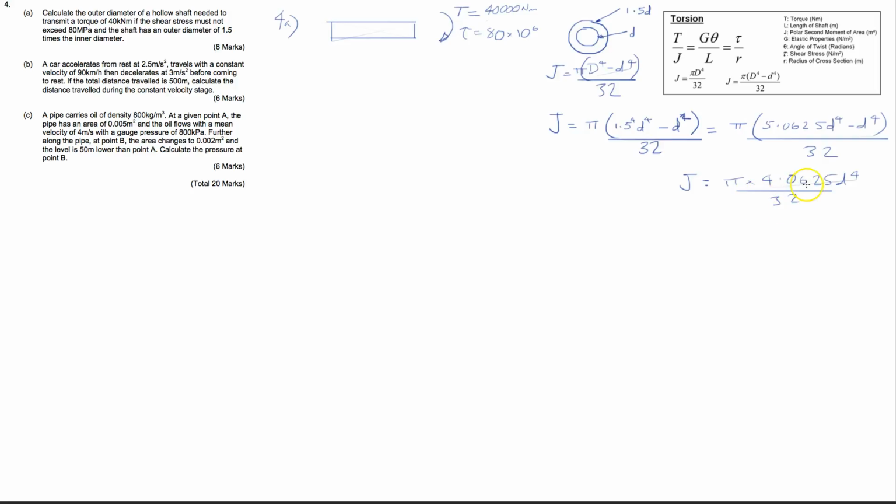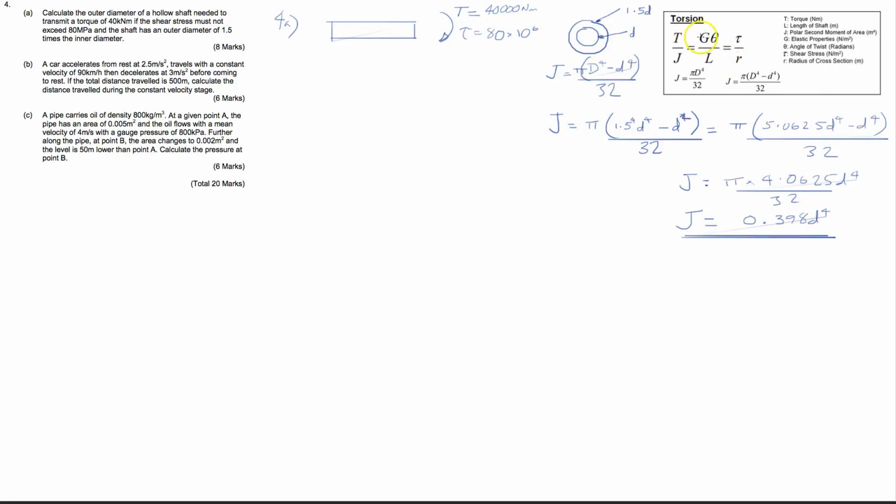So I'm just going to crunch this section in the calculator here. Times it by pi, divided by 32. That's going to give us an answer of J is equal to 0.398 d to the 4. Right, good. So we've already picked up a shed load of marks for doing that. And that's just a repeat of question 2.